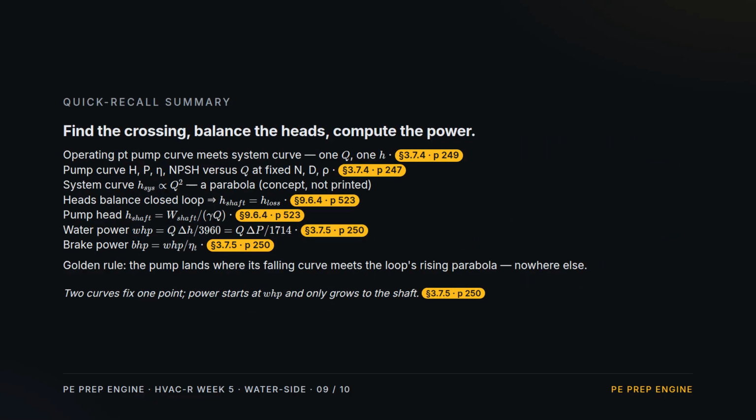Quick recall. The operating point is where the pump curve meets the system curve. 1 flow, 1 head. The pump curve plots head, power, efficiency, and NPSH against flow. The system curve is a parabola in flow squared, a concept the handbook doesn't box. Around a closed loop, the pump head equals the loss head. Water horsepower is flow times head over 3960, or flow times pressure over 1714. Brake power is that over efficiency. Golden rule. The pump lands where its falling curve meets the loop's rising parabola. Nowhere else.